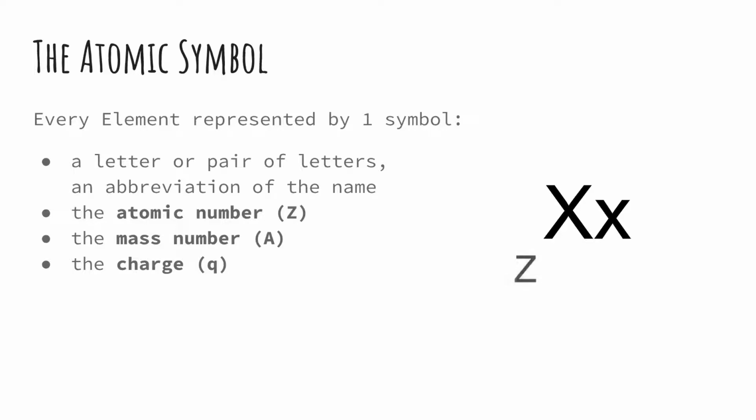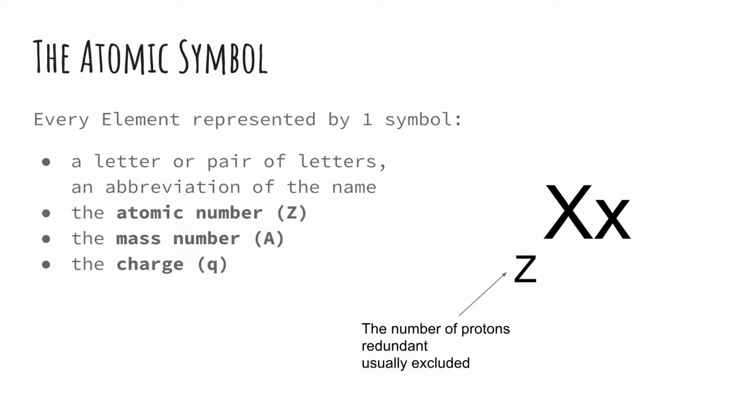You also get the atomic number Z. That will always be in the lower left-hand corner if it's present. It is the number of protons that element has. So, for example, sodium has 11 protons. Its atomic number is 11. Carbon has 6 protons. Its atomic number is 6.